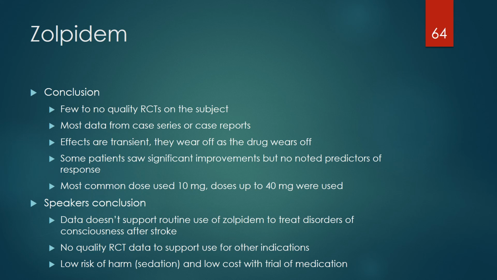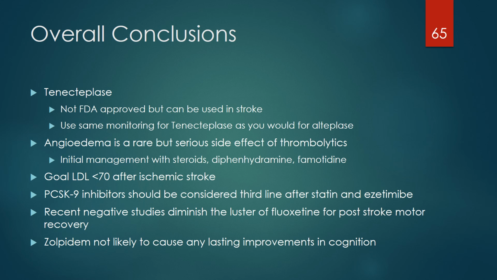My conclusion after reviewing this is data does not support routine use of Ambien or zolpidem to treat disorders of consciousness after stroke. There's been no quality randomized controlled trial data to support the use for other indications. However, there is a low risk of harm, maybe sedation, and a low cost to trial the medication, so if you want to give it a try, I guess go on ahead.